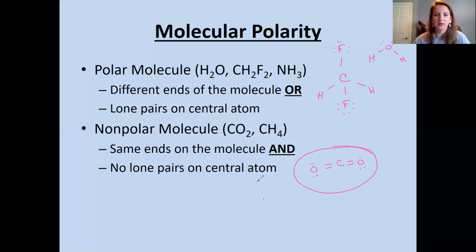Methane, CH4, which looks like this, is a nonpolar molecule because all of the ends are hydrogen. So all of the ends are the same, and there are no lone pairs on the central atom. Notice this here, or, and this here, and. Polar molecules: one or the other, the ends are different, or there are lone pairs on the central atom. Nonpolar molecules: the ends have to be the same, and there are no lone pairs on the central atom. This is molecular polarity. Bond polarity is based on the electronegativity difference. Molecular polarity is based off of these two factors.